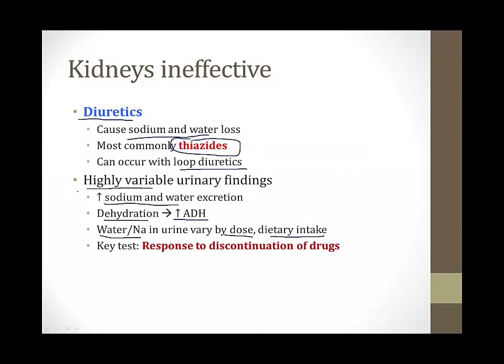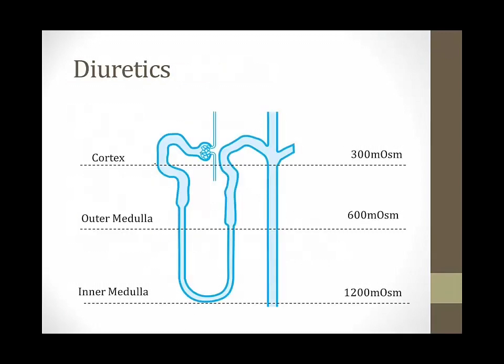Dietary intake. So for all of these reasons, the urinary findings are highly variable. So in clinical practice, the way you diagnose hyponatremia secondary to diuretic therapy is to discontinue the drug and see if it improves. Now let me explain why thiazide diuretics much more commonly cause hyponatremia compared to loop diuretics.